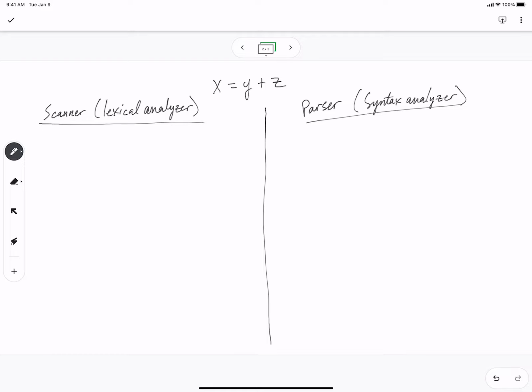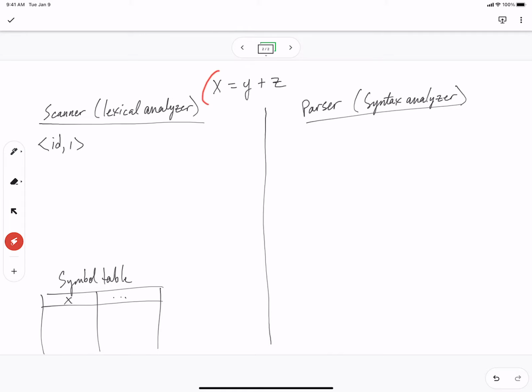We come up with a series of tokens that look like, well, the first token is an identifier, and it's going to go in position 1 of our symbol table. So if we have our symbol table down here, the first entry will be x, and it'll have some stuff. Okay, so that's the first lexeme that we encountered.